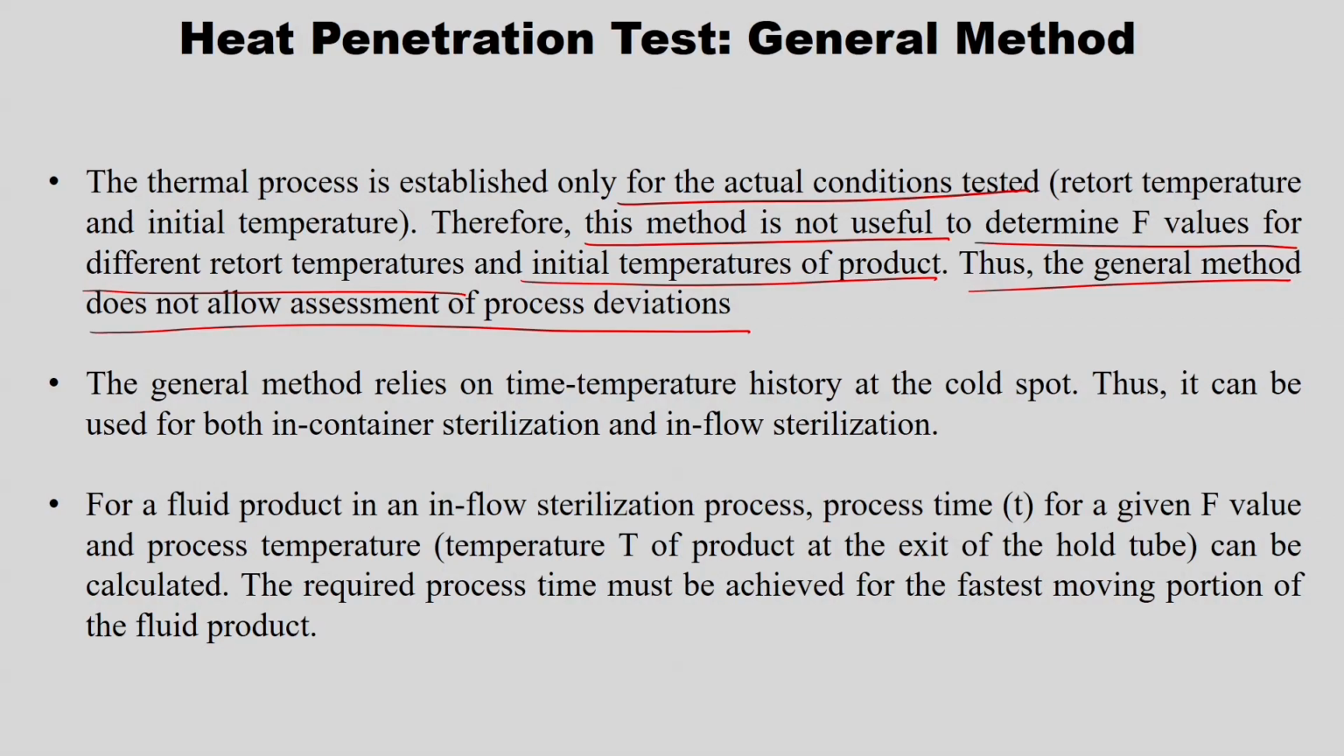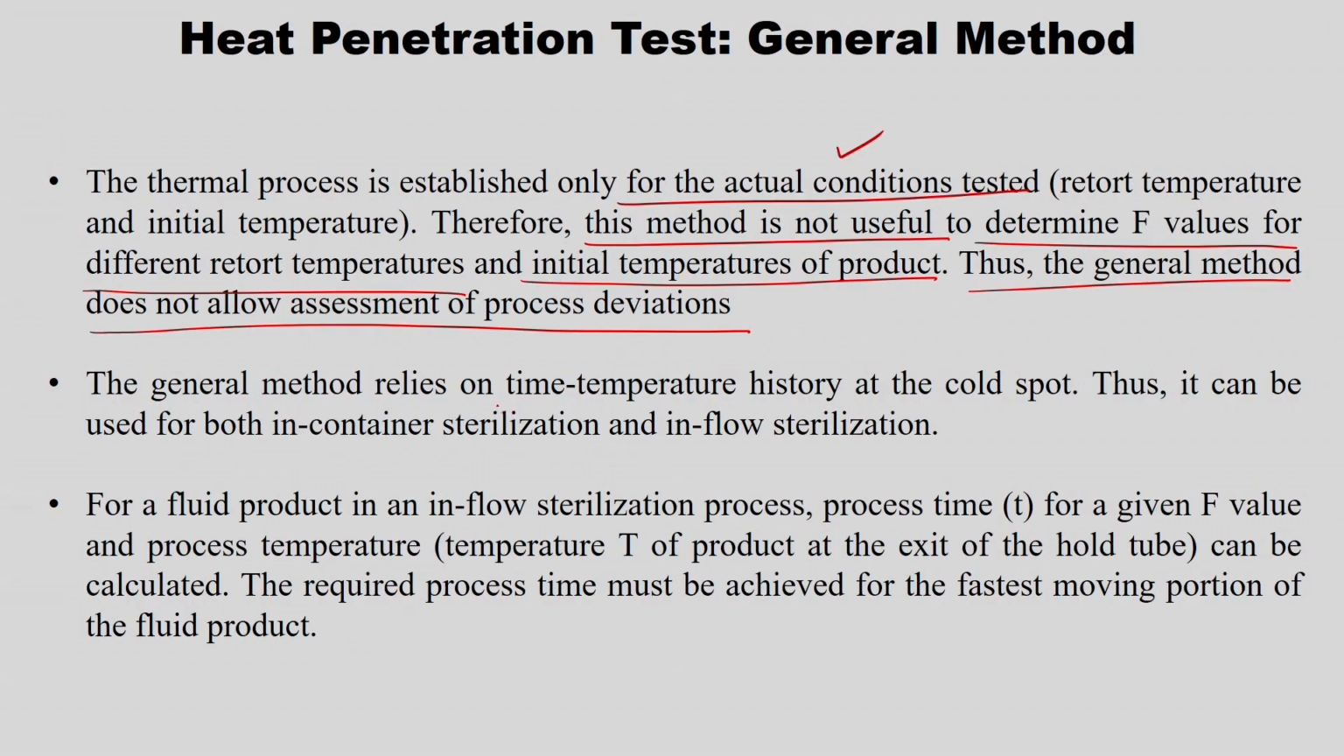In the general method, I just get the temperature as a function of time, then from there I calculate the lethality rate, and from there I calculate F. The limitation in this general method is that I am using the actual condition, so the retort temperature and initial temperature are fixed. If I want to change, for example, the timing, I get the temperature versus time plot for 2 minutes once. If I want to calculate what happens at 1 minute, I cannot change it, because the conditions I have given are for a fixed condition.